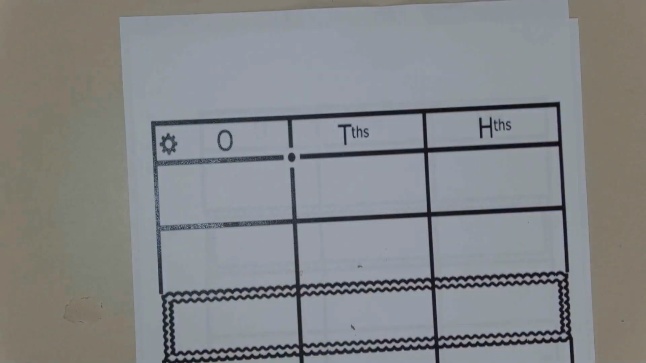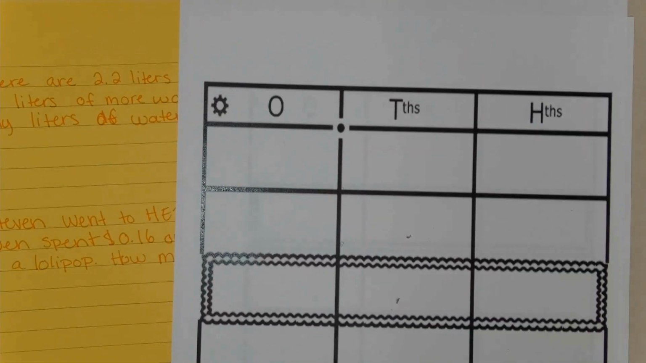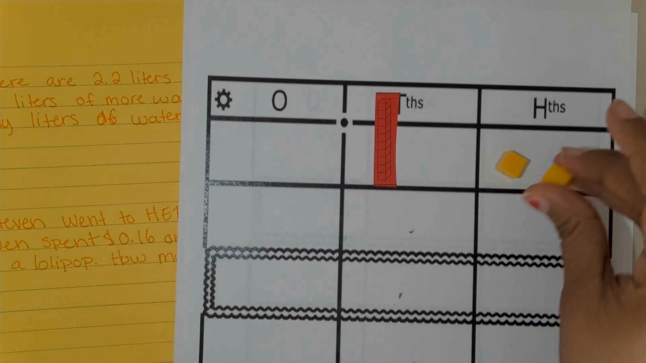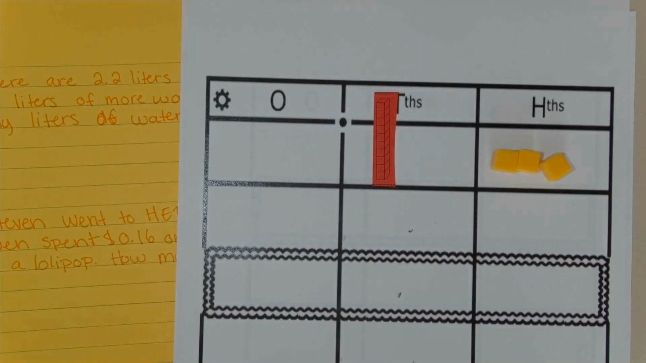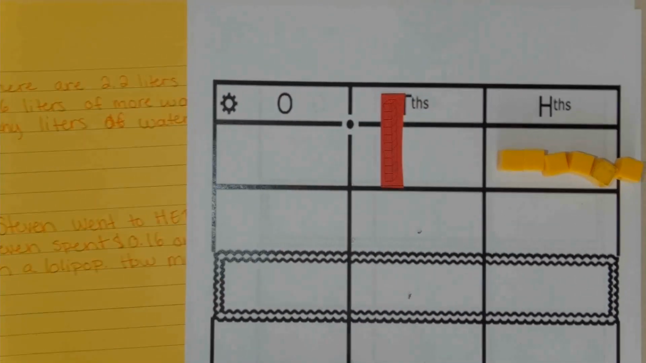So first off, I know that he started off with 16 cents. So I have no whole dollars, so I'm not going to be using any flats. I'll be using 1 rod because I have 1 in the tenths place. So 1 rod goes here. And then for my units, how many units do I have? I have 6. So I'm going to go ahead and get my 6 out. So I have 1, 2, 3, 4, 5, 6. So I have my 6 units. So this right here represents 16 hundredths or 16 cents.